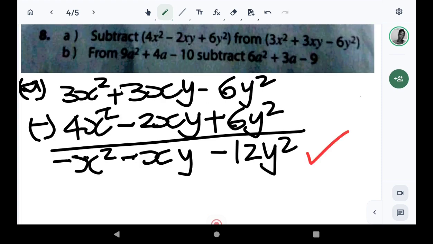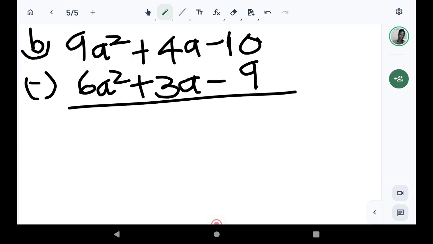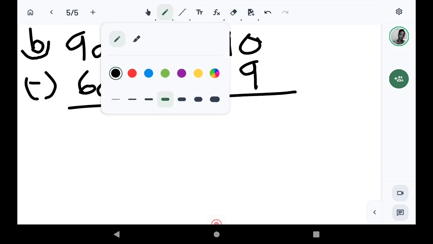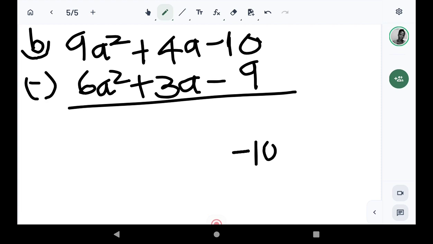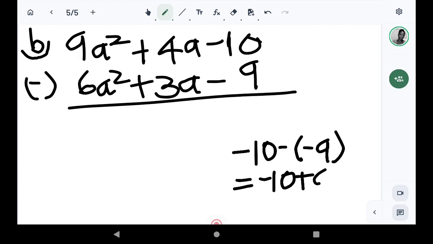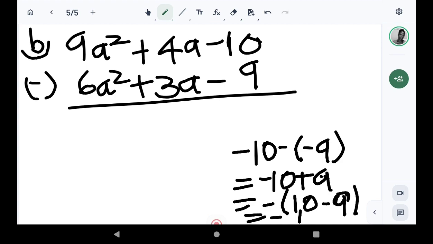Okay, let's double check that. All right, now let's start from the right hand side. Negative 10 minus negative 9, that is equals to negative 10 plus 9. Okay, the 10 is bigger than 9, so that is equals to negative, 10 minus 9. That's how we add integers. That will give us negative 1.